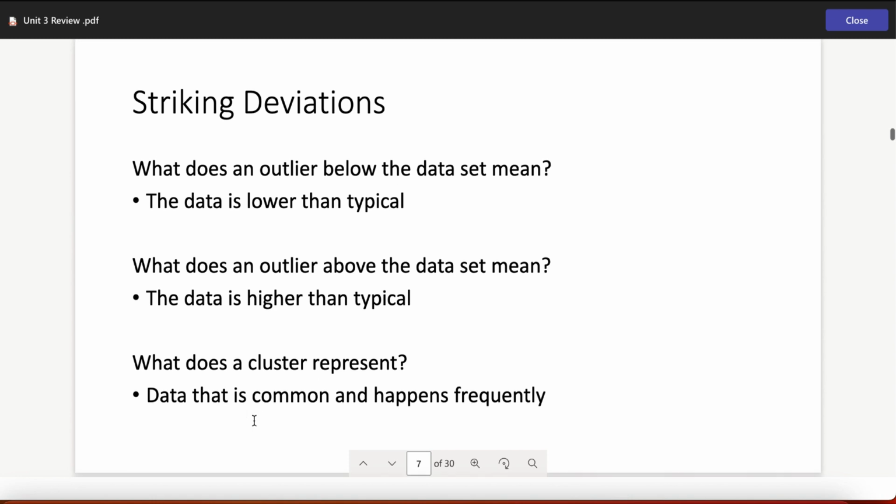Okay, next page. Striking deviations. What does an outlier below the data set mean? The data is lower than typical. The outlier is basically far from the scatter plots and the clusters. And what does an outlier above the data set mean? The data is basically higher than typical. The cluster represents data that is common and happens frequently, close together.